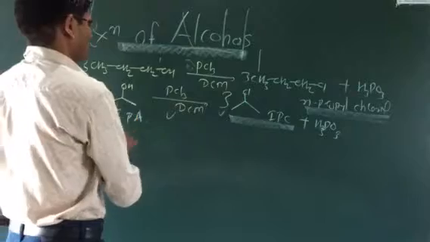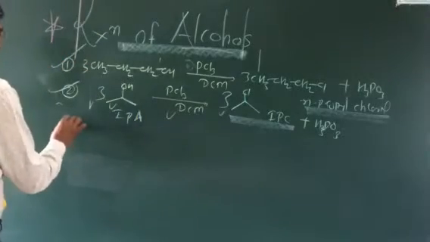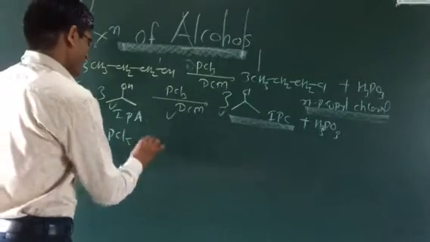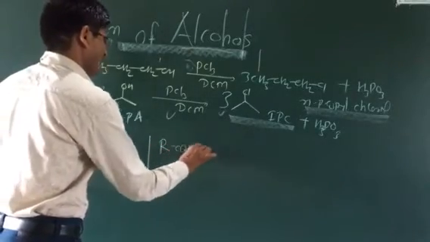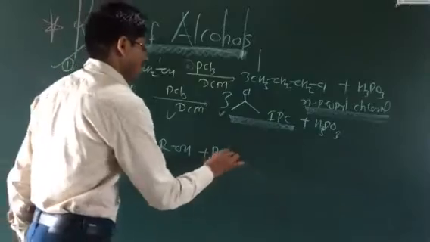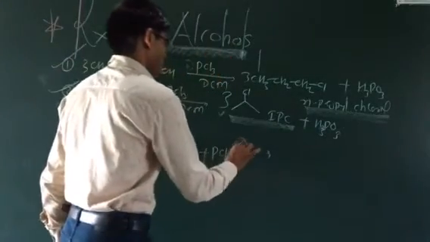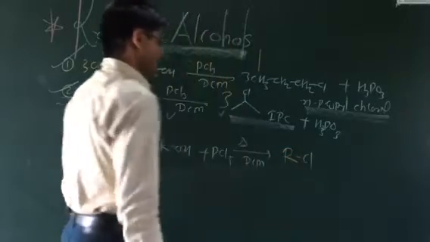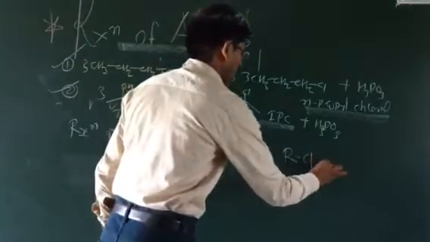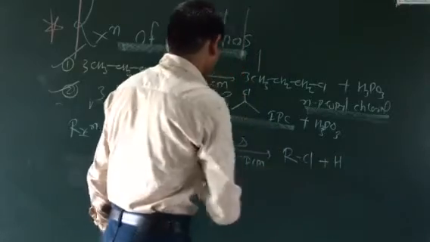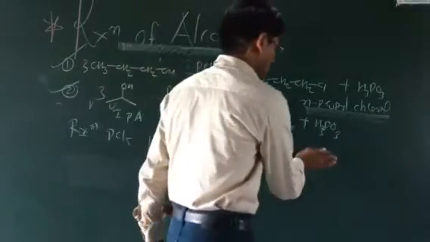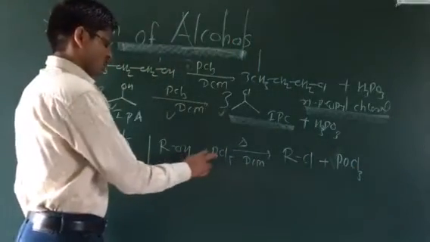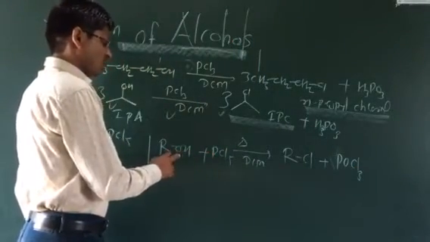Instead of phosphorus trichloride, the second reaction is with PCl5. Suppose the reactant is an alcohol, reacted with PCl5, phosphorus pentachloride, in the presence of DCM as the organic solvent. There is formation of RCl, alkyl chloride, and also POCl3, phosphorus oxychloride.